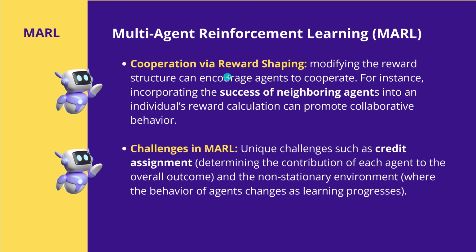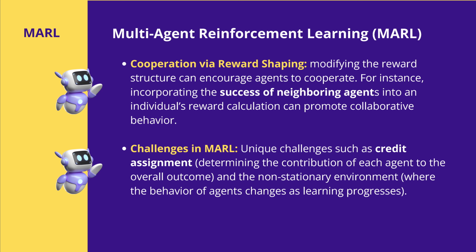for example, cooperation via reward shaping, and this is what we're going to look at. So you modify the reward structure and the reward function to encourage agents to cooperate more. For instance, incorporating the success of neighboring agents within your defined environment into an individual agent's reward calculation can promote and enforce a more collaborative behavior, so that the team achieves its goal and not just one agent achieves its goal and all the other agents fail.